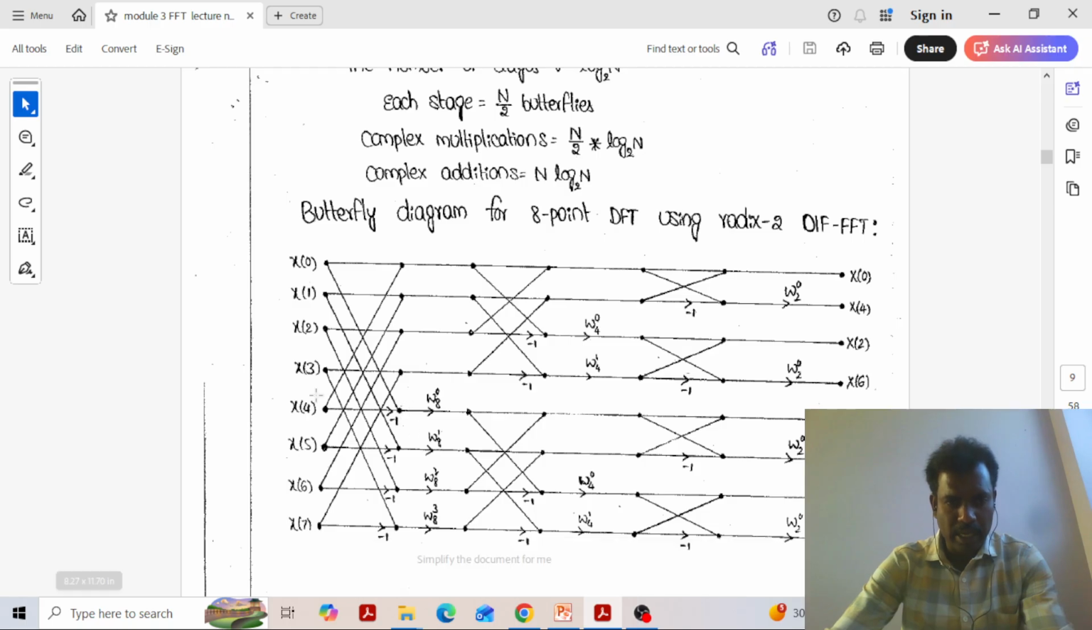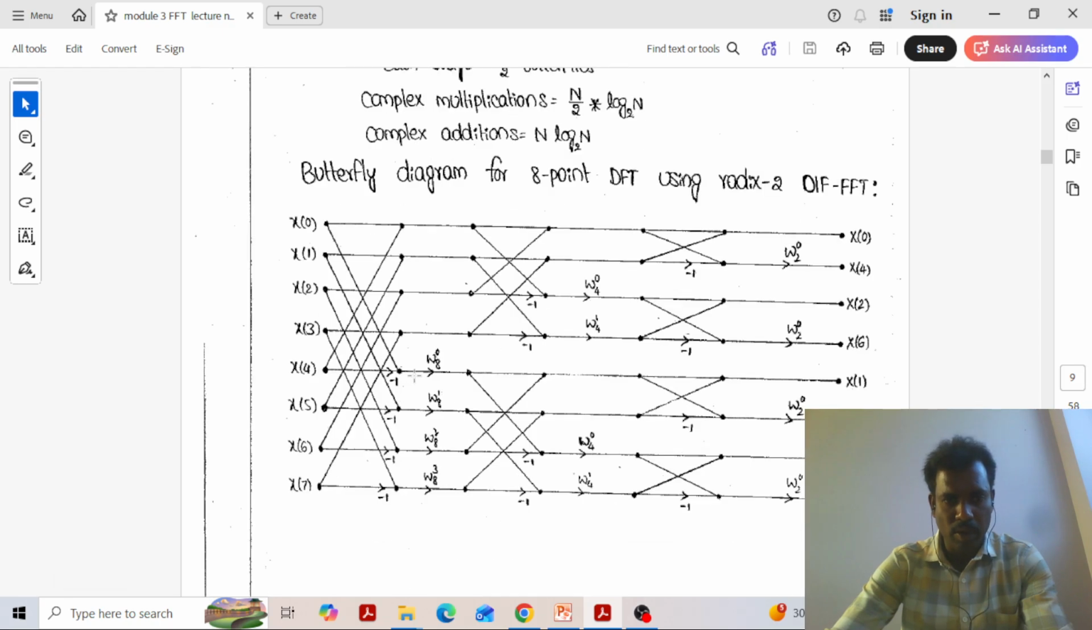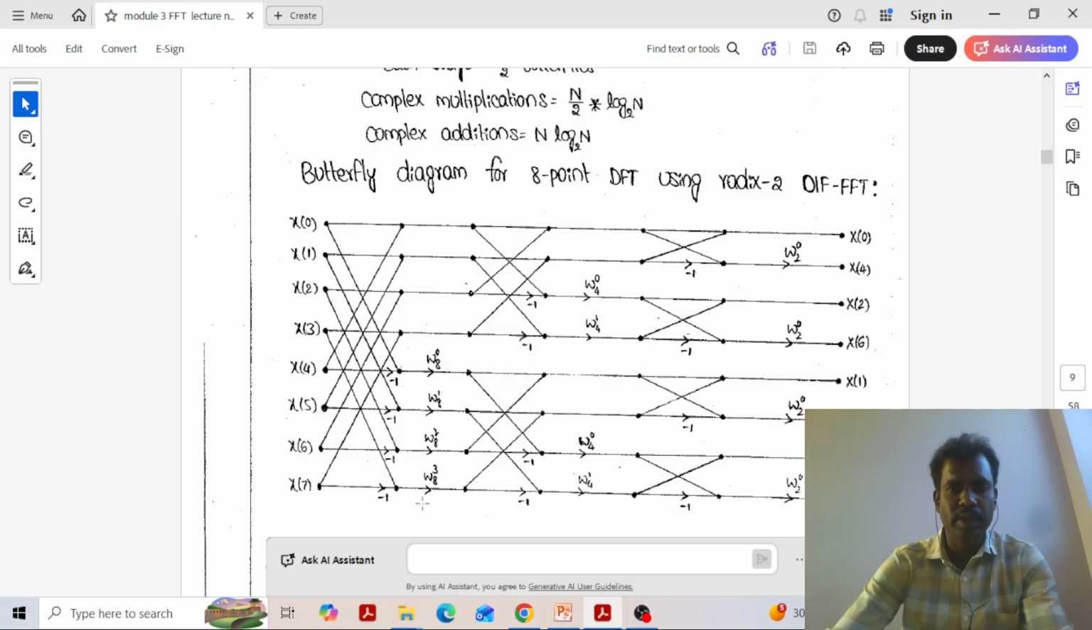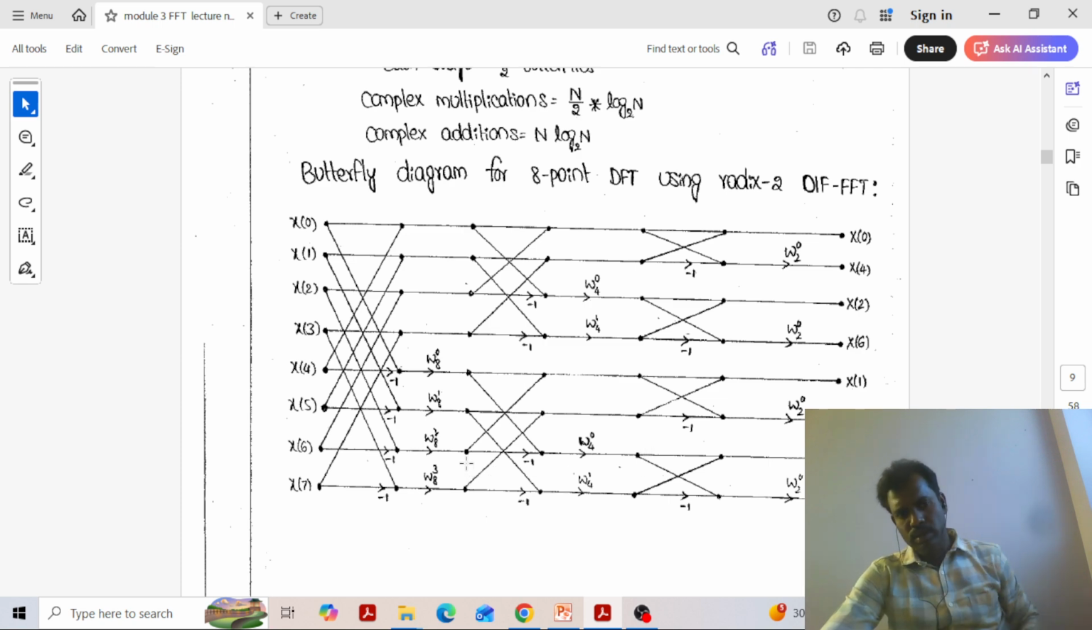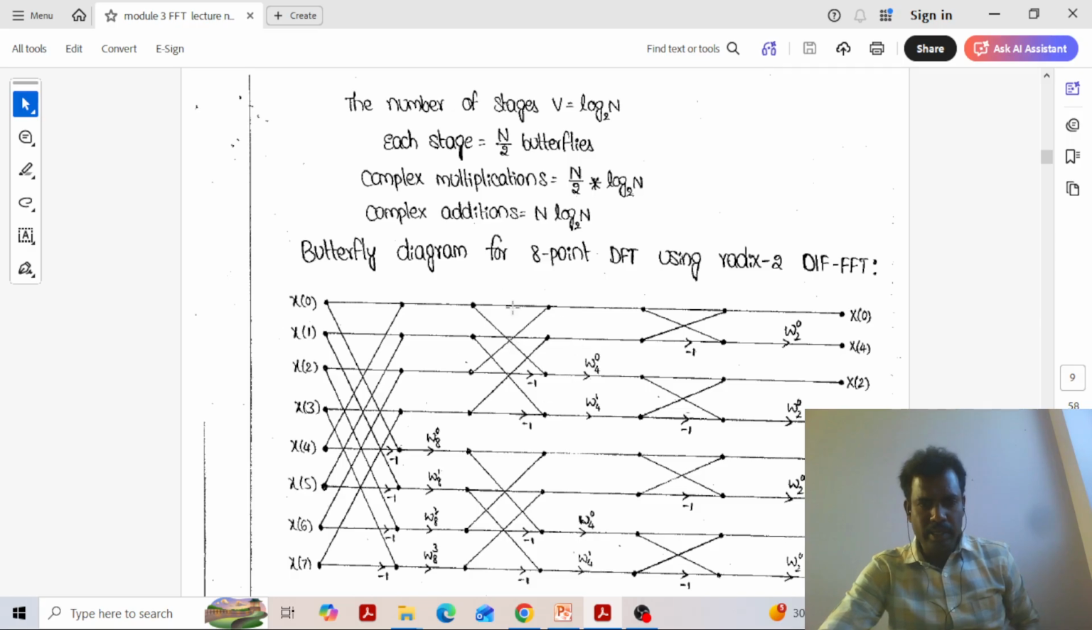For the odd output, the first half is subtracted with the second half. The second half is multiplied with minus 1, so it is negative, and it is added with the first half, so it is of the form a minus b. So subtraction. After subtraction, it will be multiplied with W_N power k. Now, in the same manner, the 4 point is again split into two.